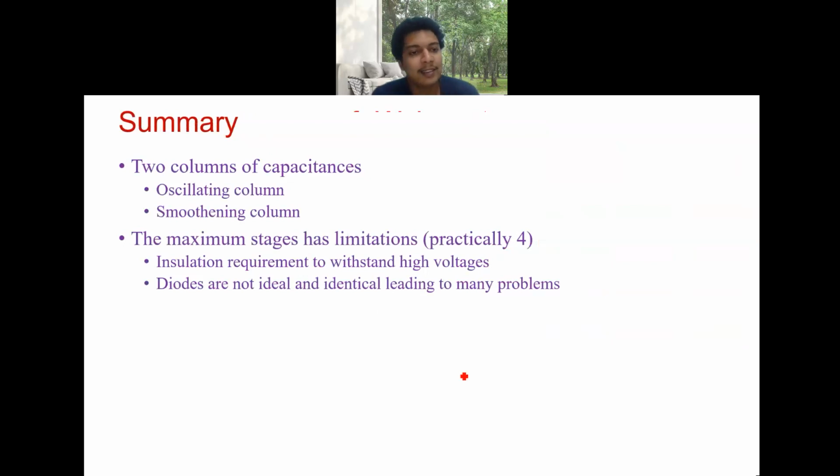So let us summarize this Cockcroft-Walton circuit. One thing is that it is asymmetric, right? That is how we defined it. And as I said, the capacitances are formed into two columns. One is called the oscillating column, another one is called the smoothing column.